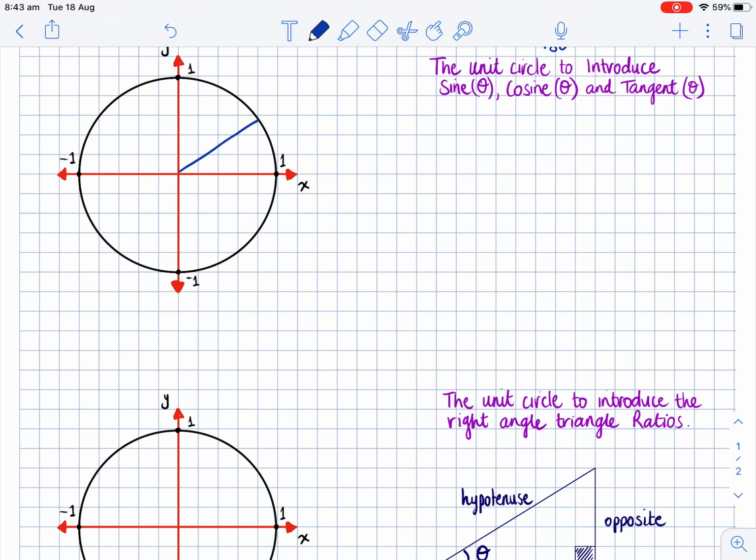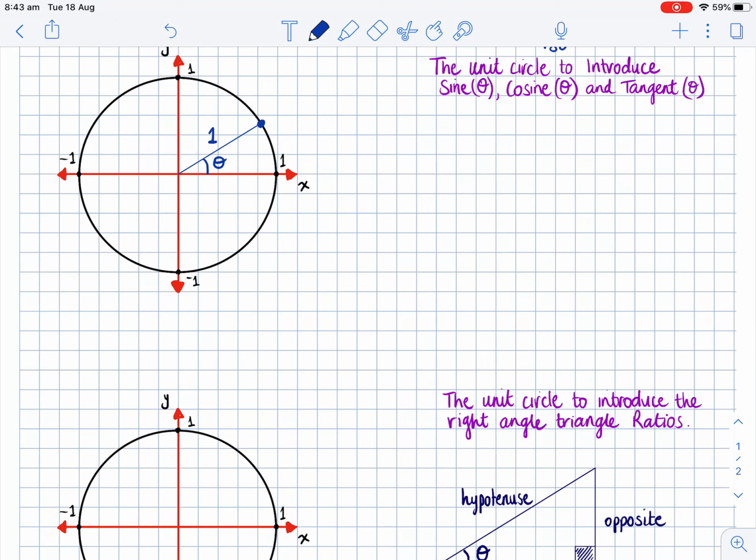So here's some angle, not quite 45 degrees this time, not quite 30 degrees this time. We don't even know what that angle is, so I'm just going to call it theta, to represent an unknown angle. Now, I don't know what that angle is, but I do know that the length of the hypotenuse is equal to 1 because it's the radius of the unit circle. So I know the radius is 1, but that doesn't really help me work out the angle.